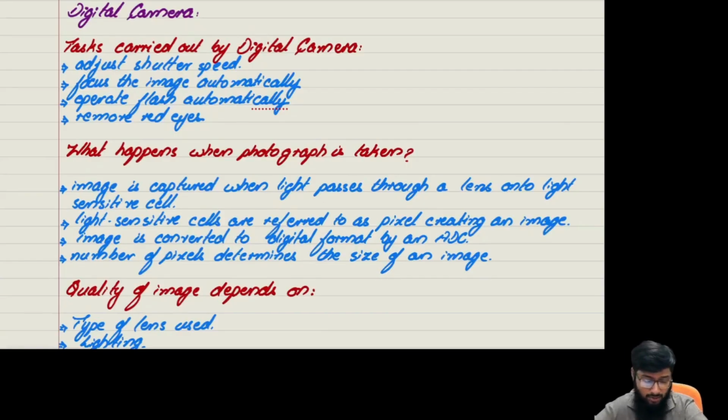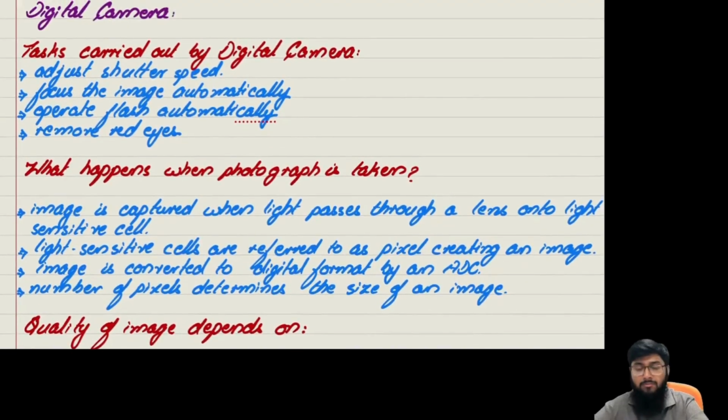As you might see on the screen over here, these are the benefits, or the tasks carried out. They are adjusting the shutter speed. Shutter speed means how many clicks are to be taken in a particular time domain. Then the image is being focused automatically. Sometimes you might see a picture that has been clicked, and the front thing is focused. Other than that, the background has been blurred. So this is also a task of a DSLR or digital camera.